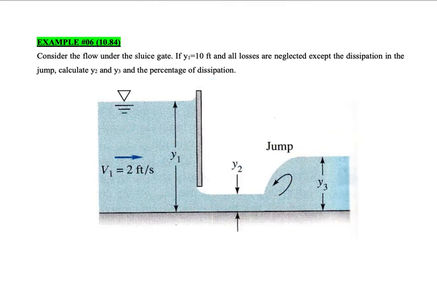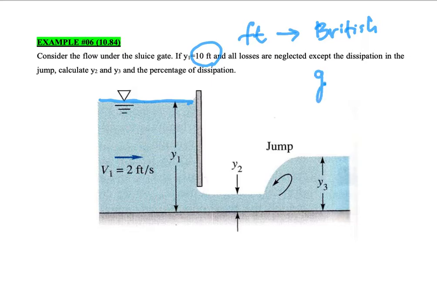Okay, let's say we have this situation, a sluice gate here. So the water level here is 10 feet. And when we use feet here, it means we are using the British unit, the English unit, so please be careful about the value of gravity. For British, we use 32.2 feet per second squared later on.